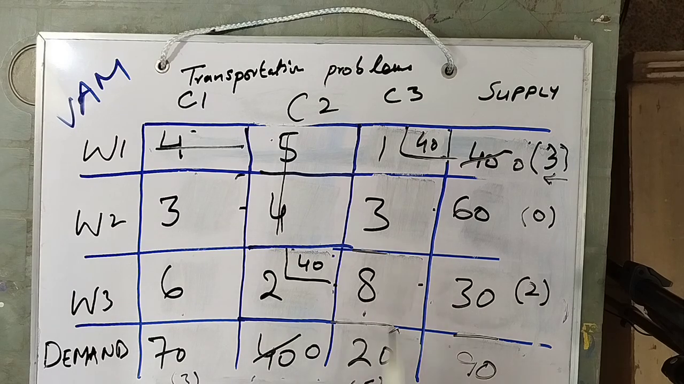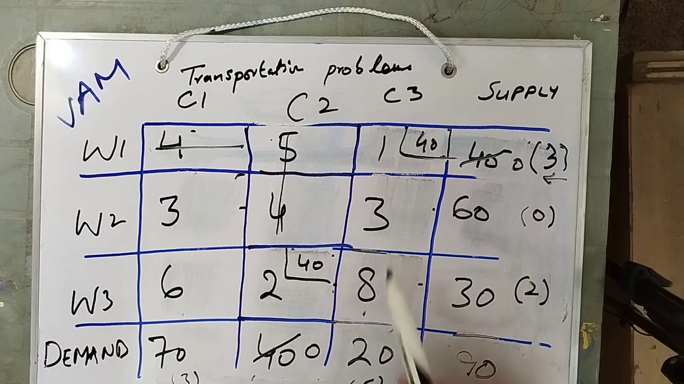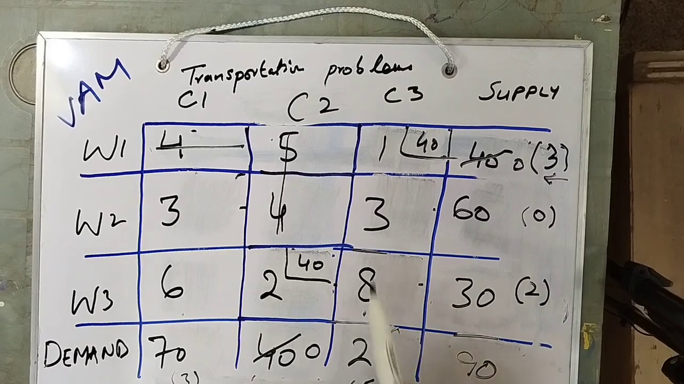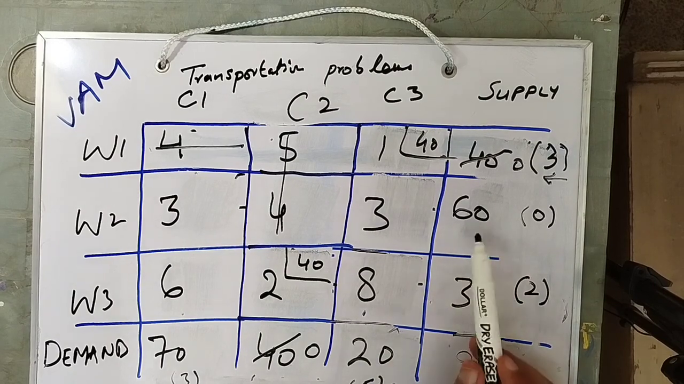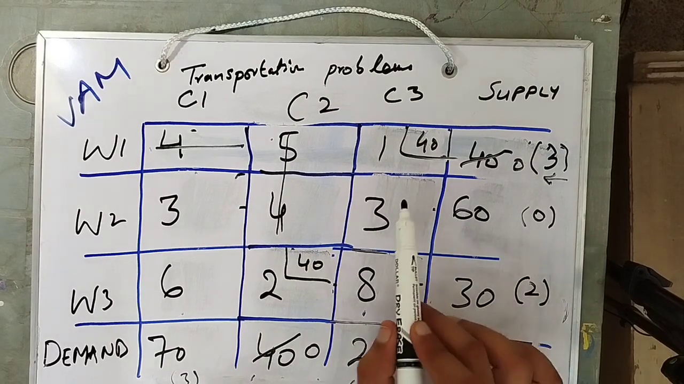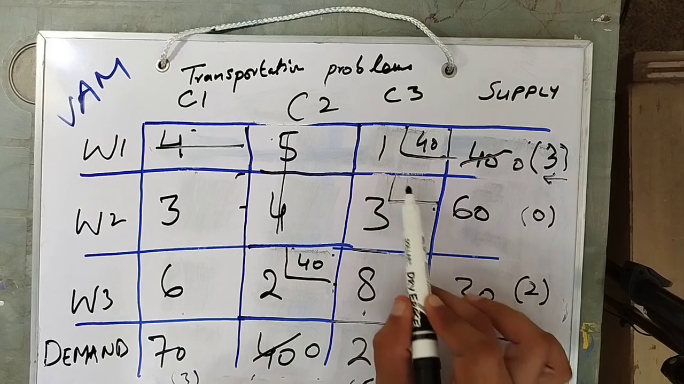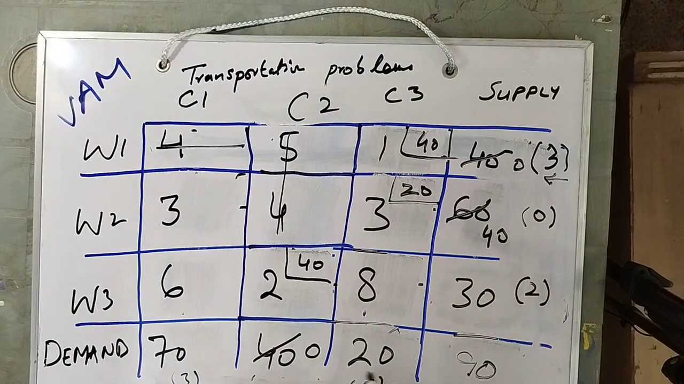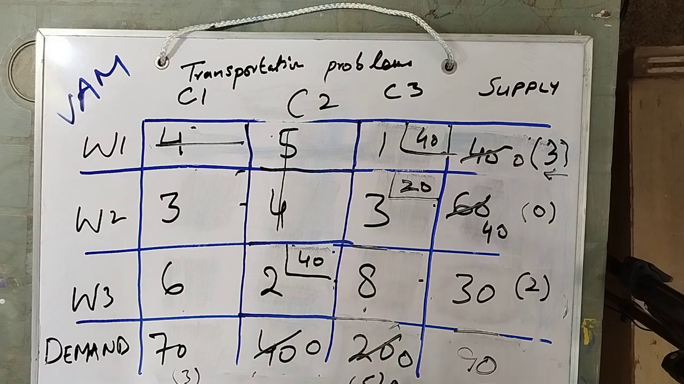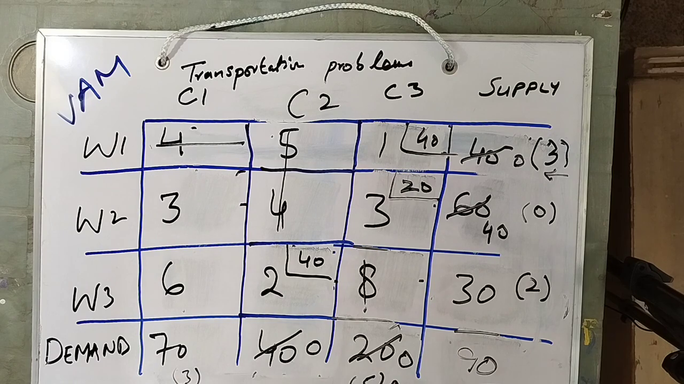So in this column, what do we have? We have 8 and 3. So between 8 and 3, which one is the least one? This one. And which supply or demand is the least one? The demand is the least one, that is 20. 20 will be allocated over here. Remaining is 40. 0. You see another we have allocated, 0 is over here, so this will be cut. This will be cut because of 0.